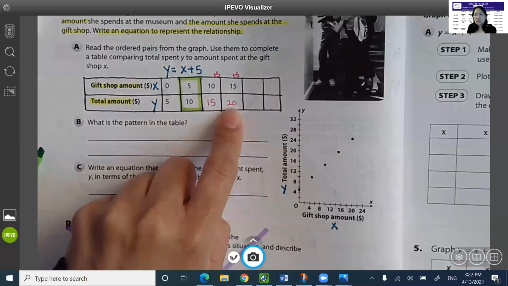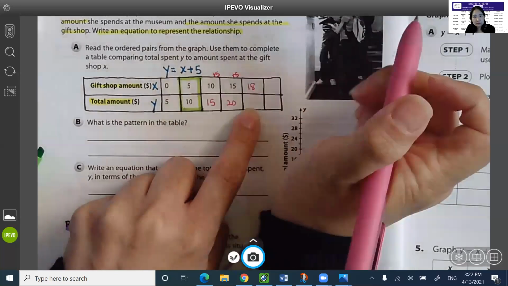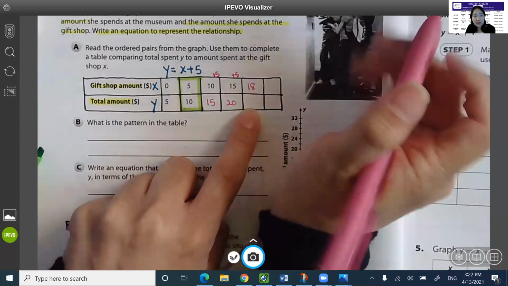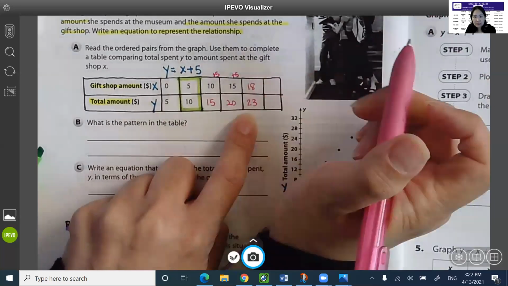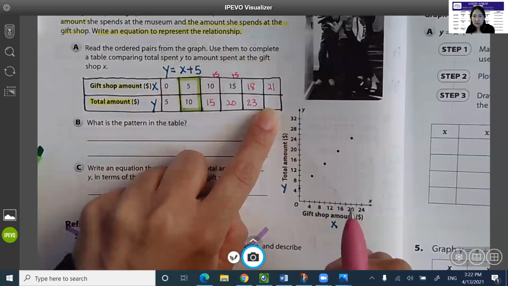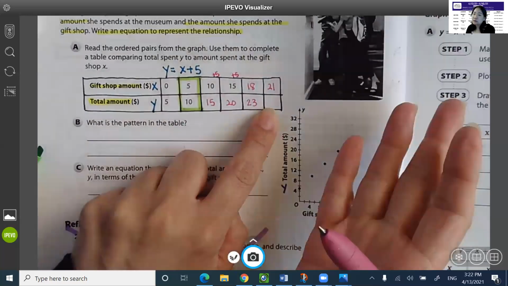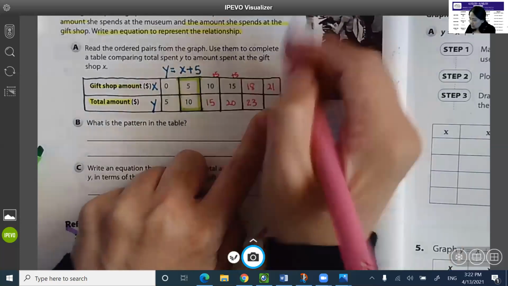So let's just say you spend $18 at the gift shop. What will be the total amount that you spend? 18 plus 5, 23. I'm just coming up with random numbers. What if you spend $21 at the gift shop? What will be your total amount spent? 21 plus 5, $26.